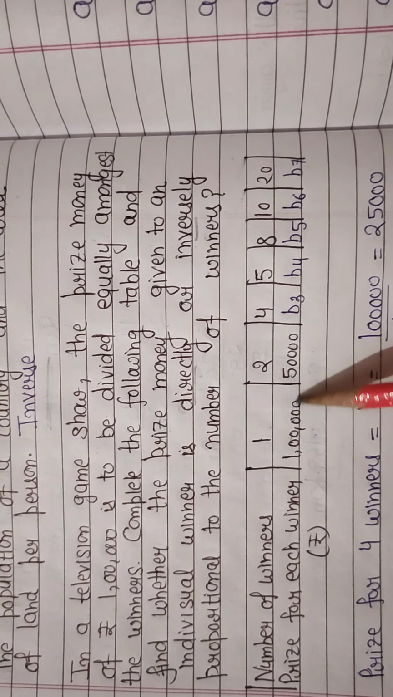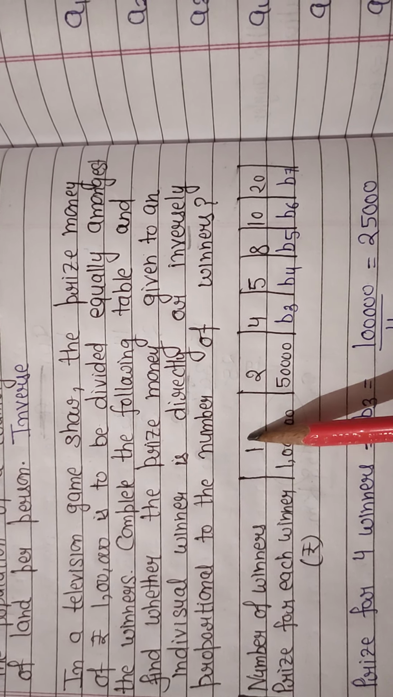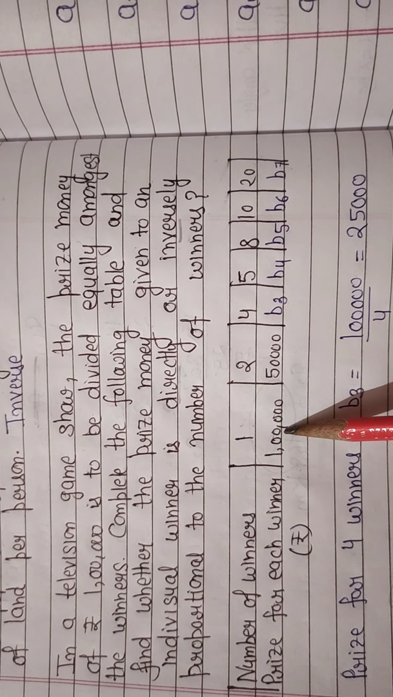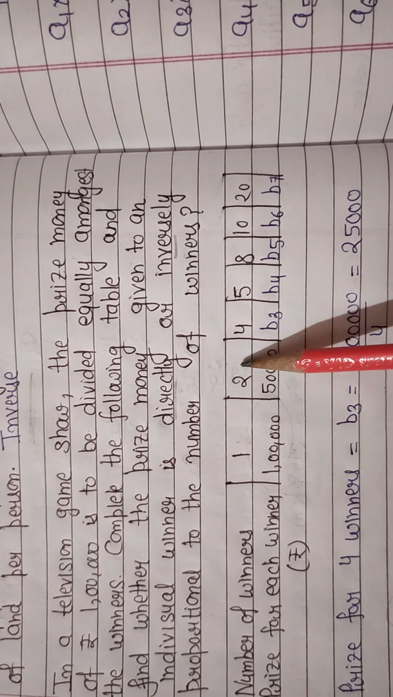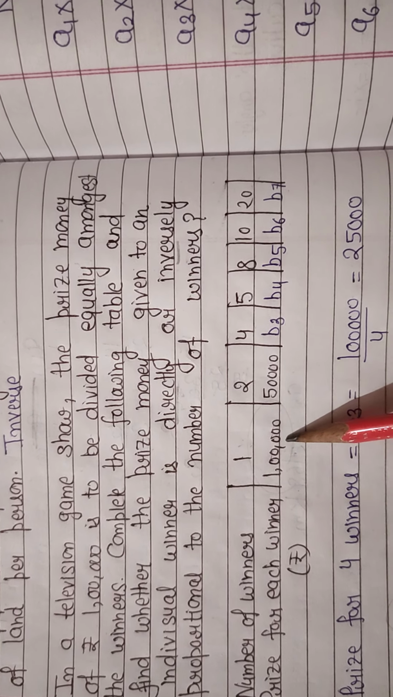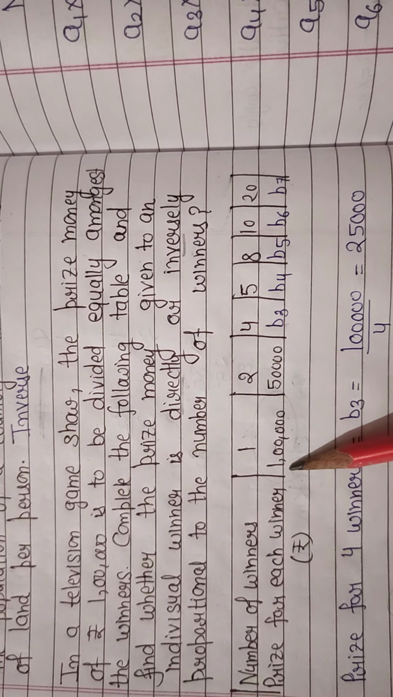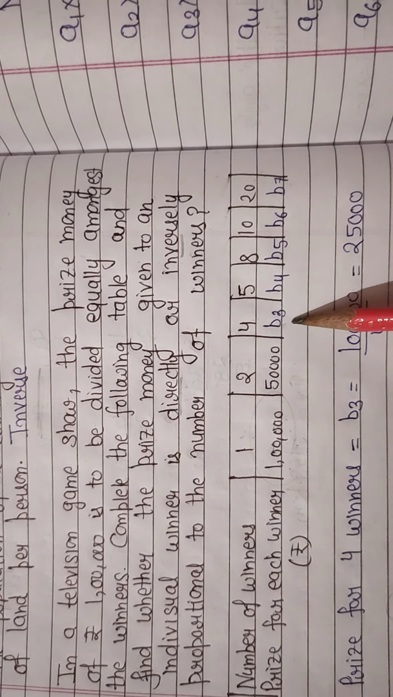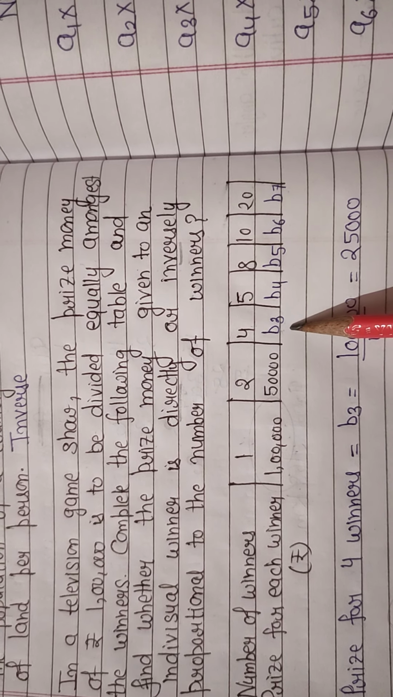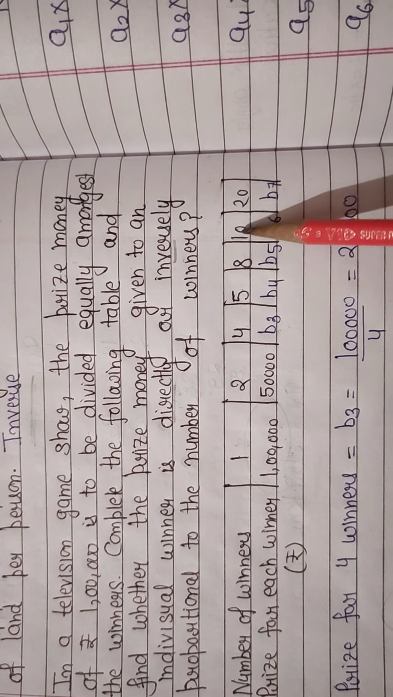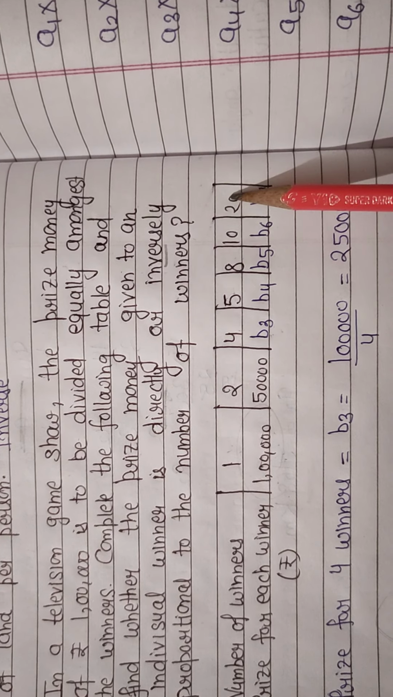We know that the prize money 1 lakh is fixed. If there is one winner, then he or she will get 1 lakh rupees. If there are 2 winners, then 50,000 will be given to each of them. 50,000 and 50,000, it will be 1 lakh. Now, if there are 4 winners, then how much money will he or she get as a prize? Same for 5, 8, 10 and 20 winners.